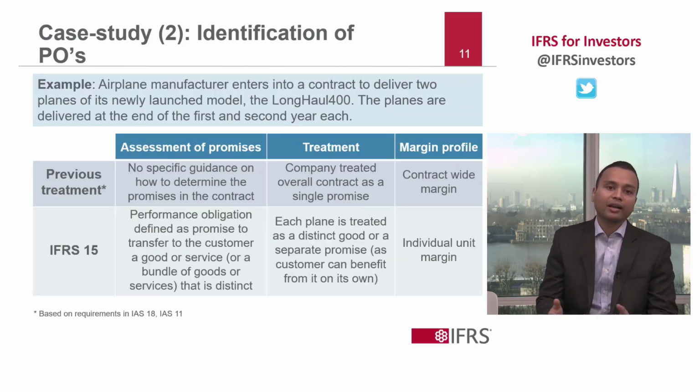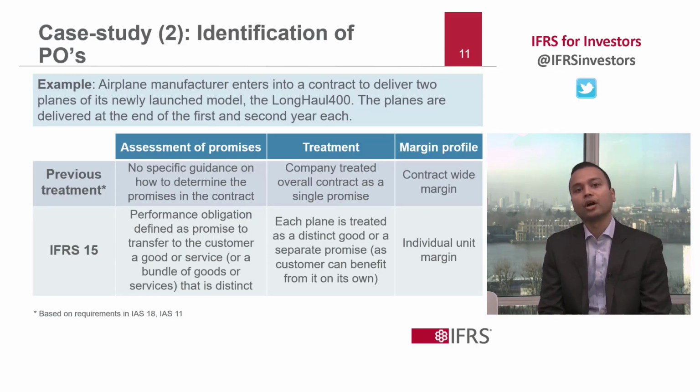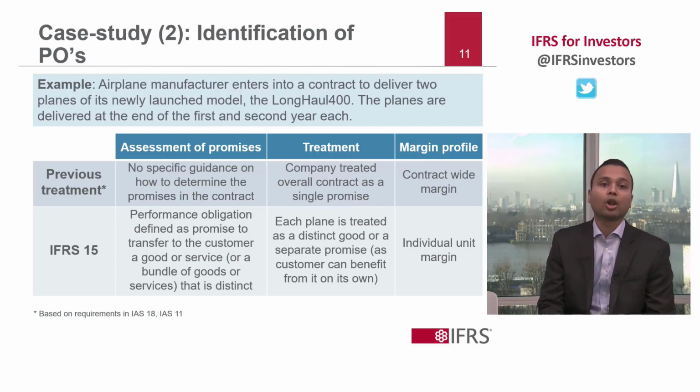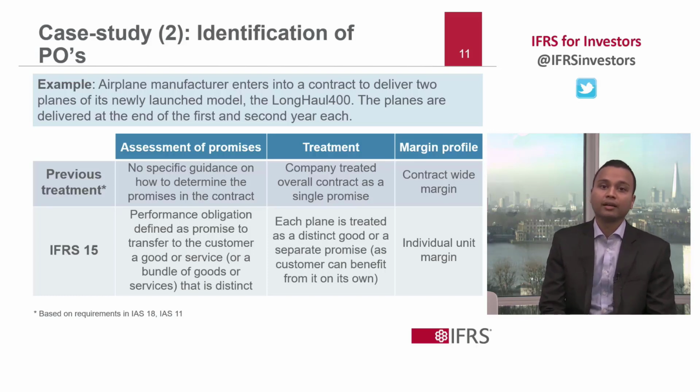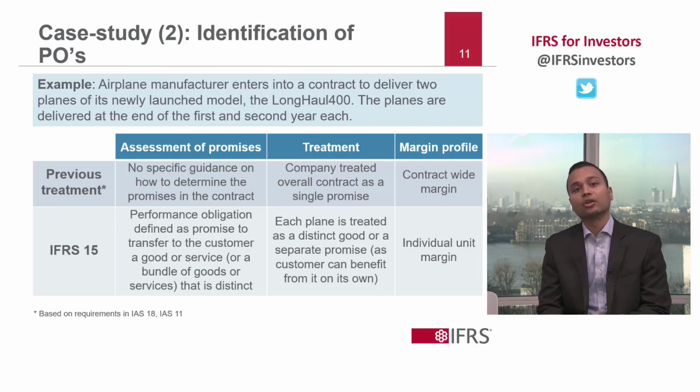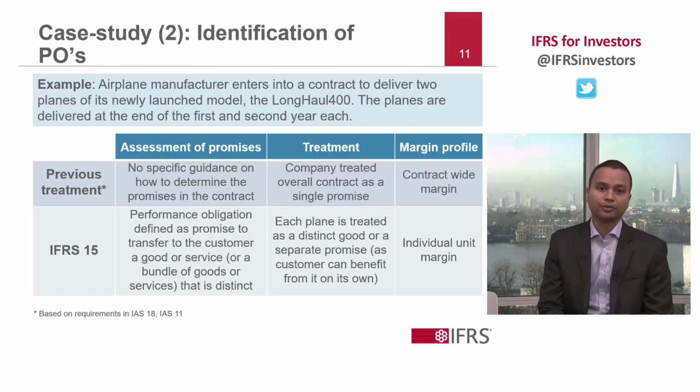So, how can identifying performance obligations have an impact on revenue accounting on the adoption of IFRS 15? Let's illustrate this using a stylized example of an airplane manufacturer. The manufacturer has to deliver 2 planes of its newly launched model, the Long-Haul 400. The planes are delivered to the customer at the end of the first and second year each. Cash is received on delivery of each plane. The timing of revenue recognition is on delivery, which is the same under the previous treatment as under IFRS 15.